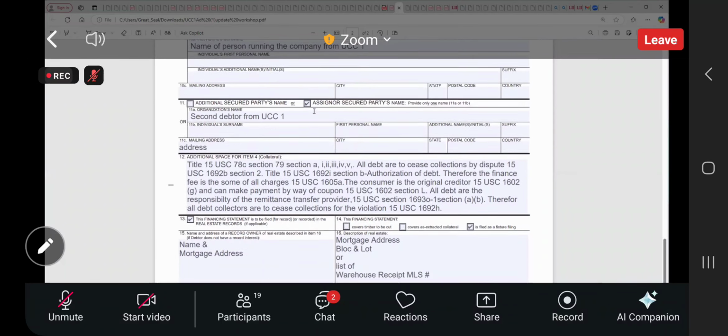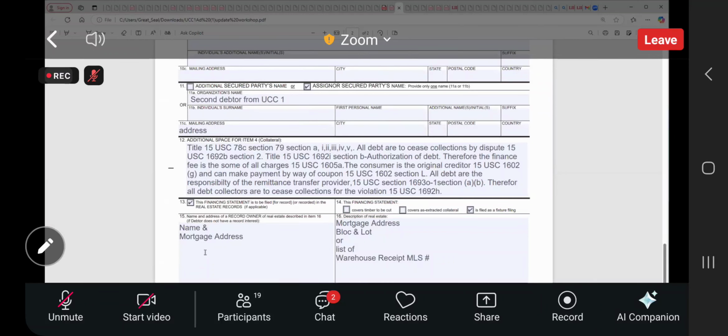Okay? And as you can see, you check here, 13, financial statement, real estate records, and you put your name and your mortgage address here. Because what it says in 15, if you read, it says name and address of a record owner of real estate described in item 16. Okay, so you put the name and address. The real estate in item 16, which is over here, that you're going to describe, is going to be your mortgage address, your block and lot, or your warehouse receipt MLS number. It falls under real estate.